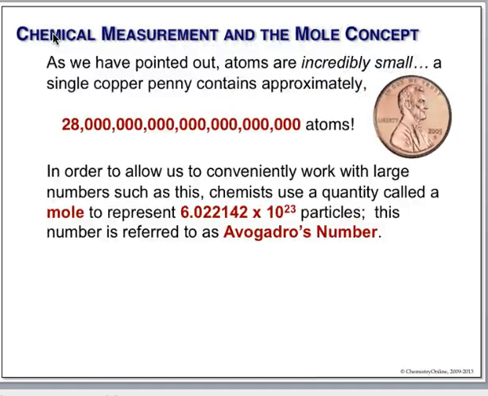Therefore, chemists use a quantity called a mole. And a mole is simply 6.02 times 10 to the 23rd things. It can be anything. You can have 6.02 times 10 to the 23rd atoms, molecules, pigs, students, whatever. Anything.